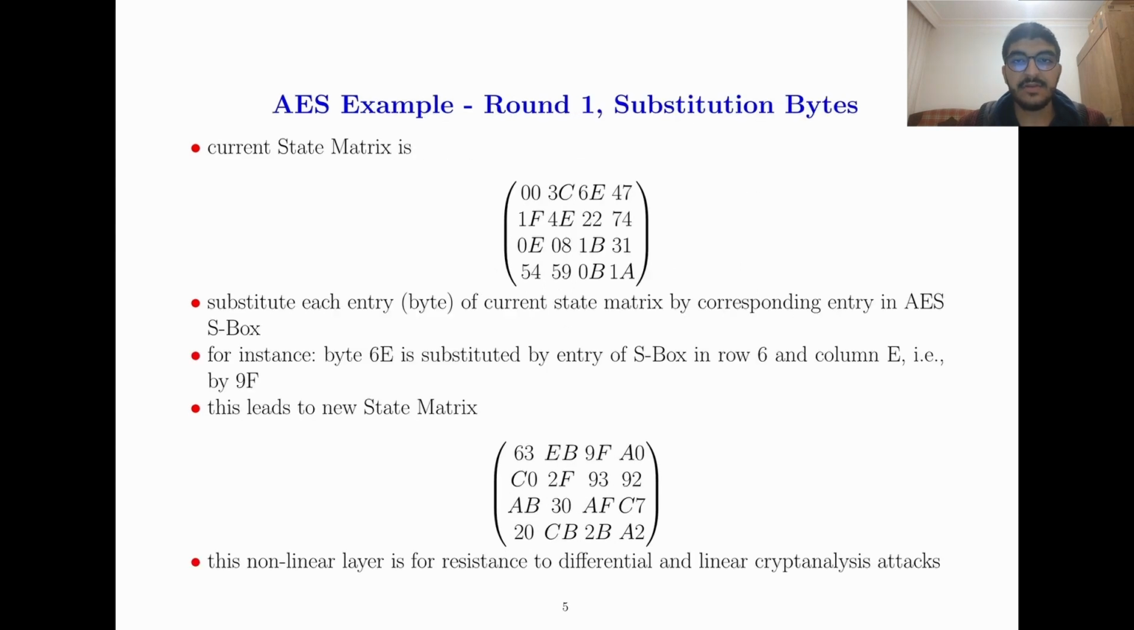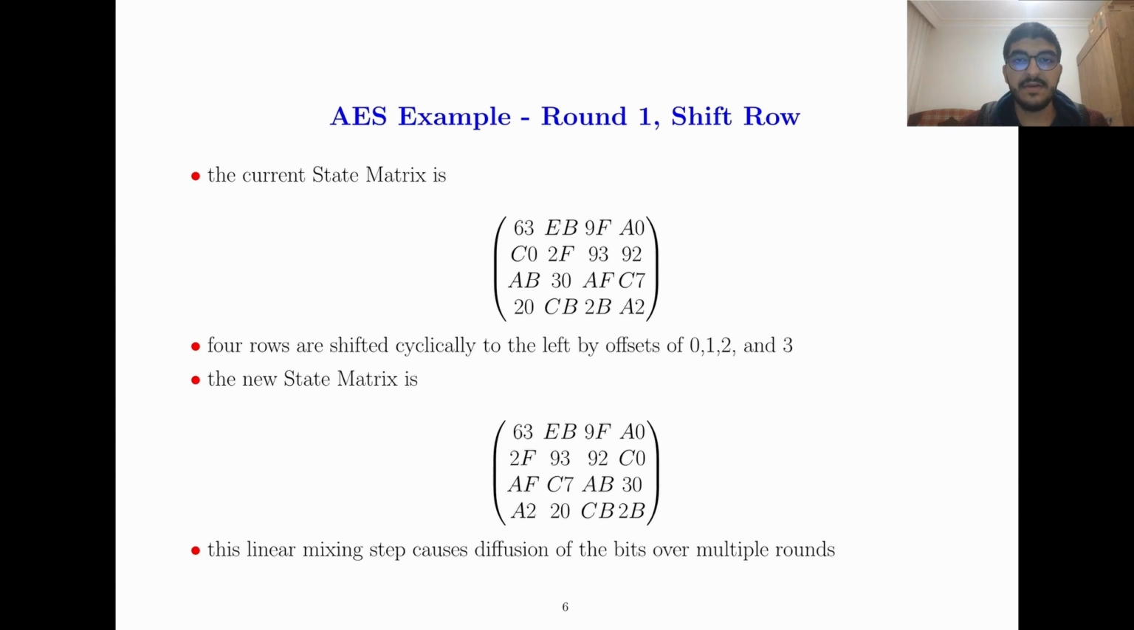Then in round 1 we have substitution bytes, we have add round key, the last matrix, and we are substituting bytes from the S-box and this leads to a new state matrix. Then we are doing the shift row operation. As you remember, the first row stays the same, like here. The second row is shifted to the left by 1. The third row is shifted to the left by 2. And the fourth and last row is shifted to the left by 3.